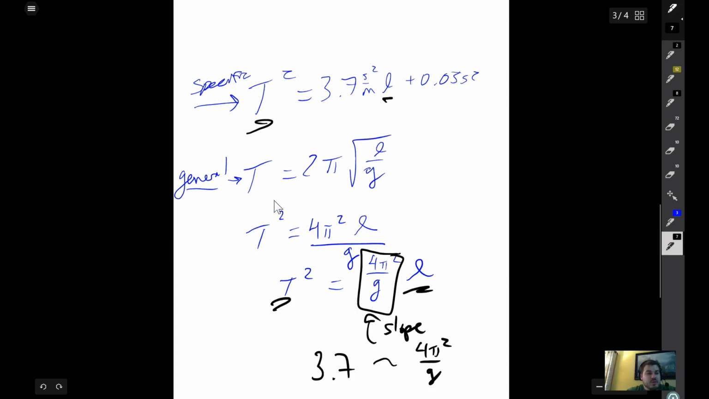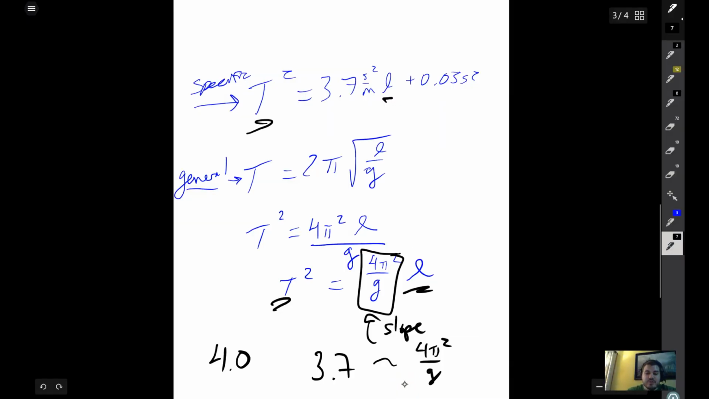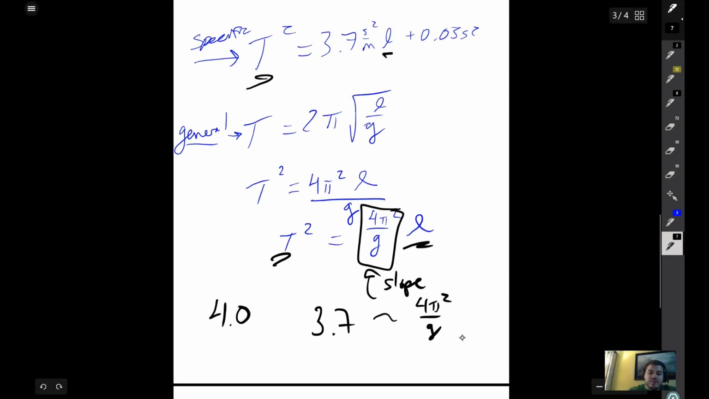So not quite my value, but if we look at Excel, where it doesn't deal with the fact I'm using this touchscreen, look at that, 4.1 versus 4.0. That's really close. That's actually pretty great. You guys got pretty accurate, good data. So this slope here, what does the slope represent? The slope represents 4 pi squared divided by G.